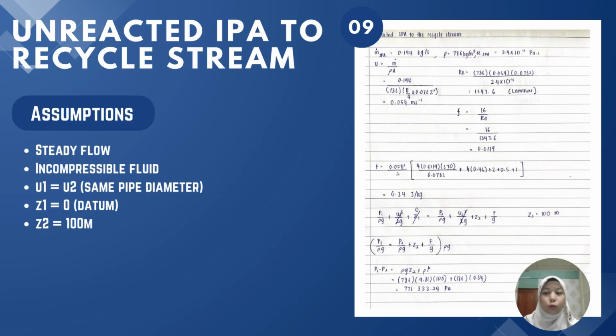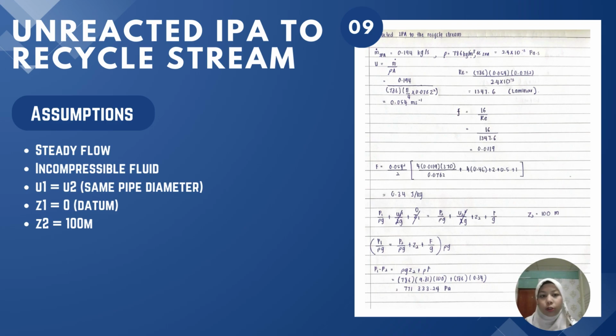Now for the last stream, which is unreacted isopropanol through the recycle stream. The assumption is it is steady flow, incompressible fluid, U1 equals U2, Z1 equals 0, our datum, and Z2 equals 100 meter. For this one, our mass flow rate for IPA is 0.194 kilogram per second. The dynamic viscosity for IPA is 2.4 times 10 to the power of negative 3 Pascal second, and our density is 786 kilogram per meter cube.